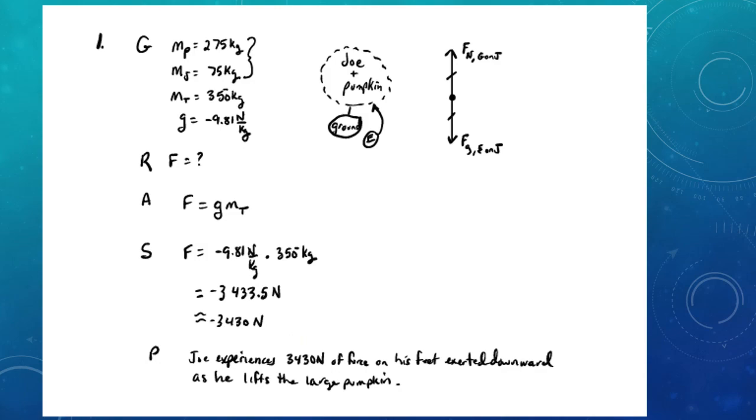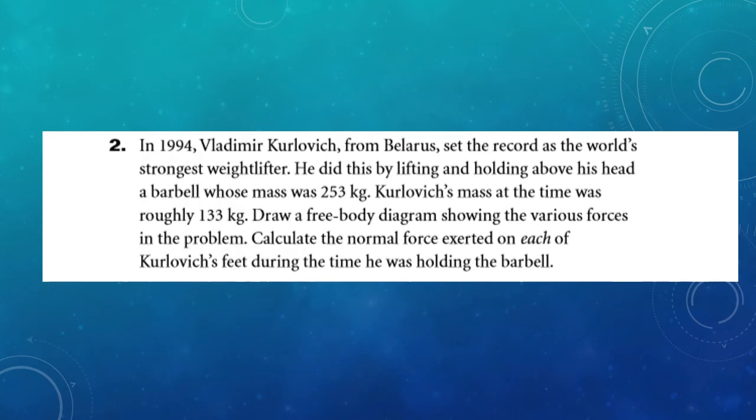Number 2. In 1994, Vladimir Kurlovich from Belarus set the world's record as a weightlifter, the strongest weightlifter. He did this by lifting and holding above his head a barbell whose mass was 253 kilograms.